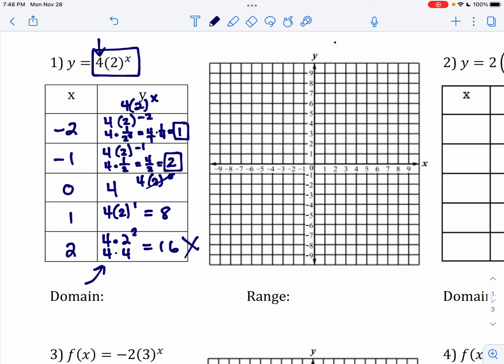The second one is 1, 8, so we can do that. Go over to 1, up to 8, plot your point. 0, 4, -1, 2, and -2, 1.